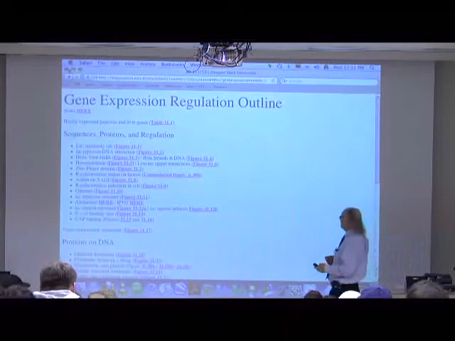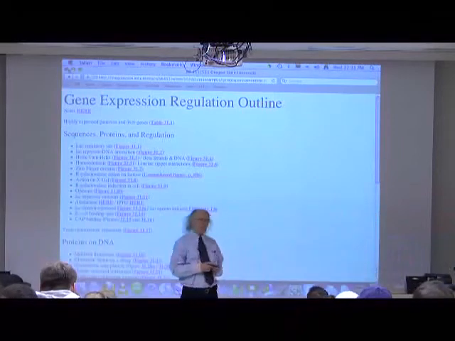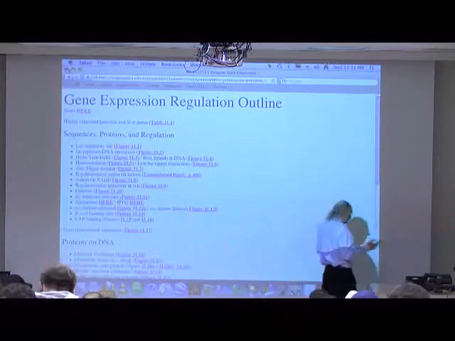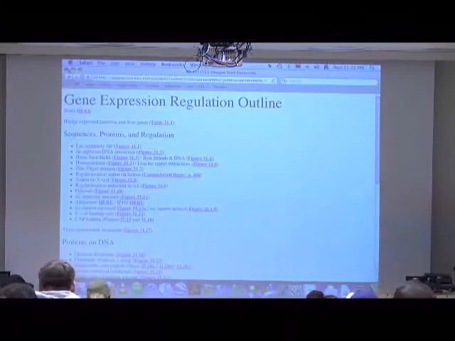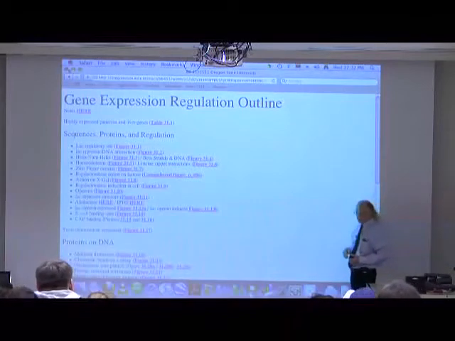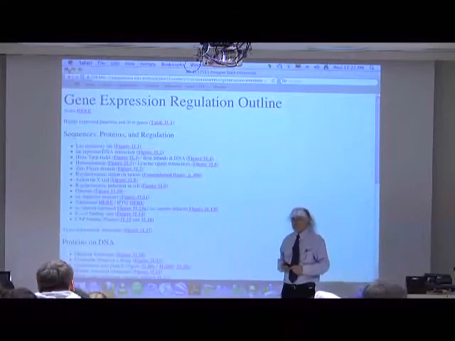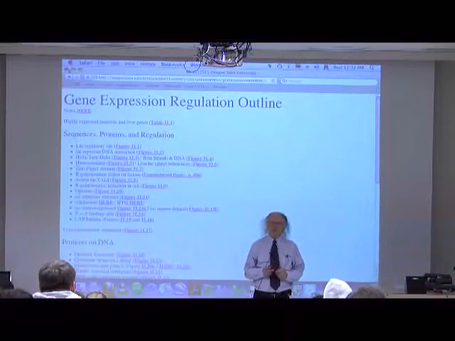The first thing I'm going to talk about is the most studied gene expression system that I'm aware of, and it occurs in bacteria. And it's relatively simple. It's called the lac operon, L-A-C. The lac operon is a collection of genes that controls the ability of a bacterial cell to use the sugar lactose.